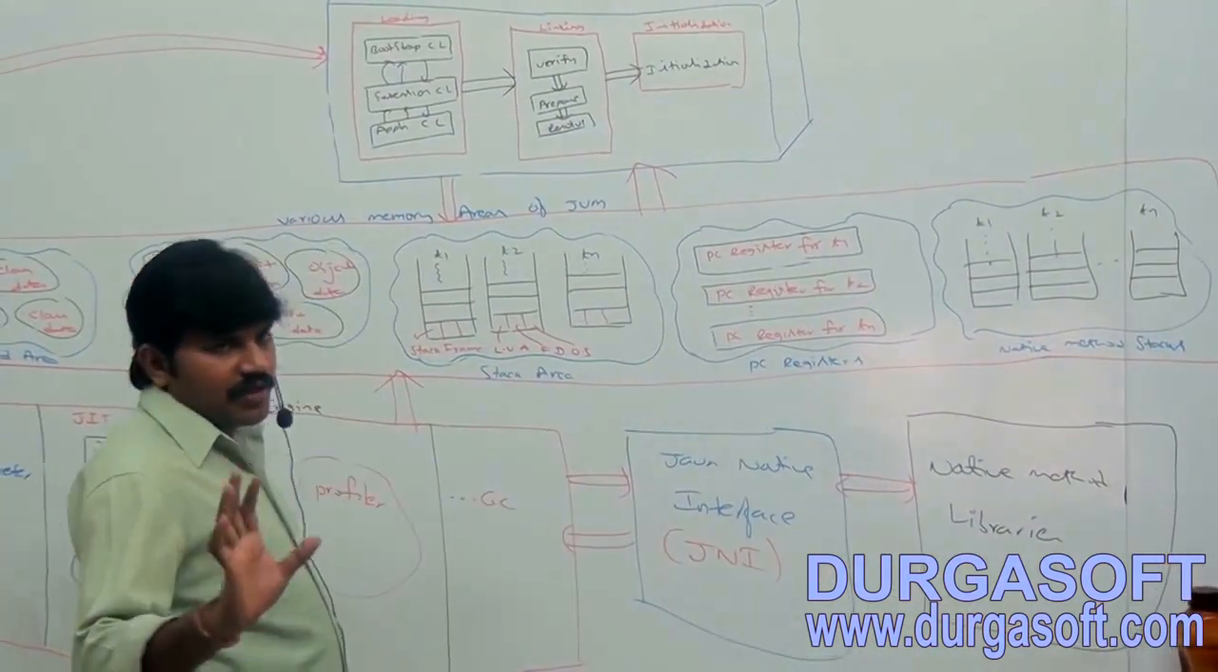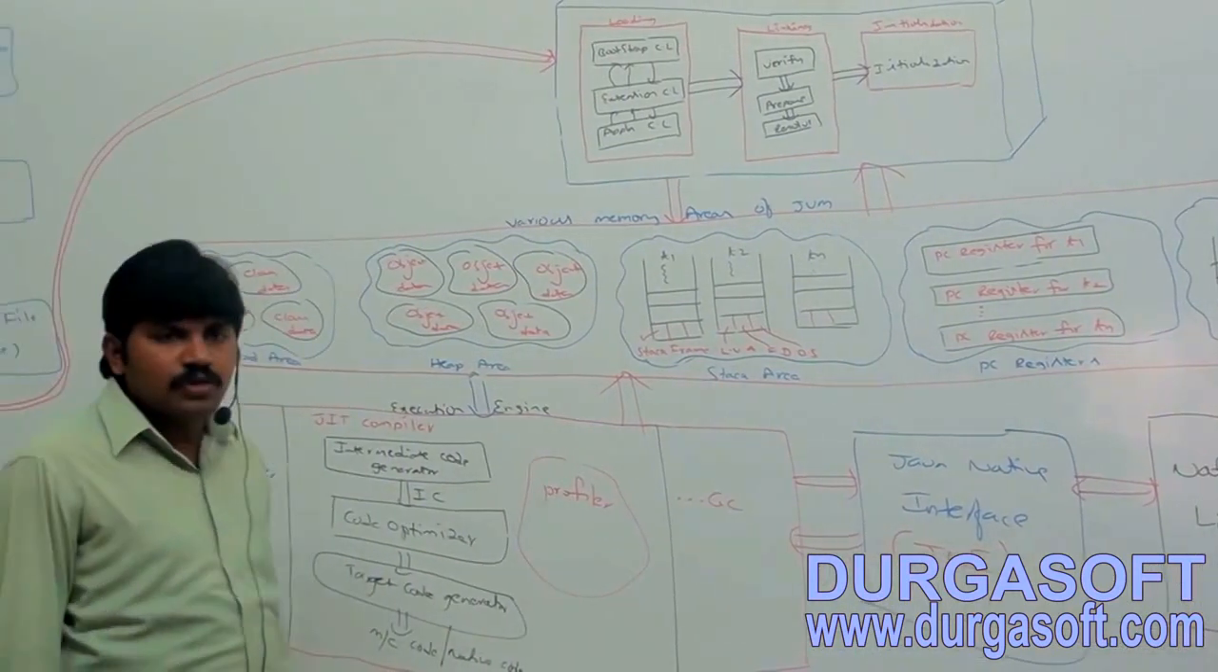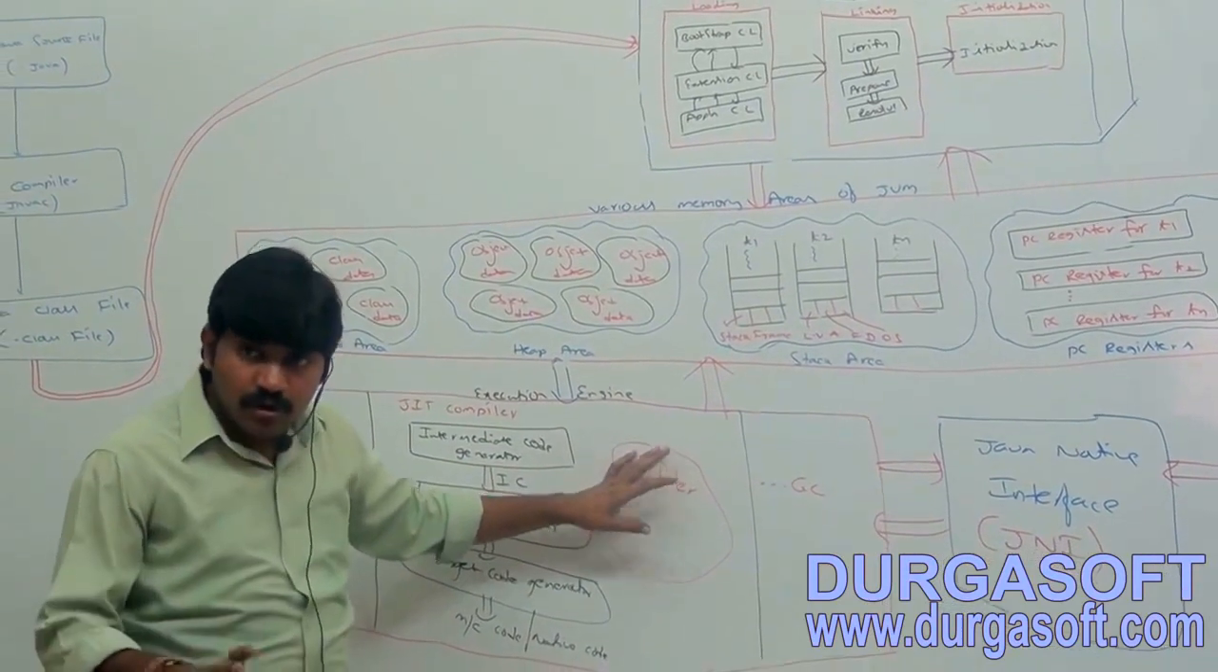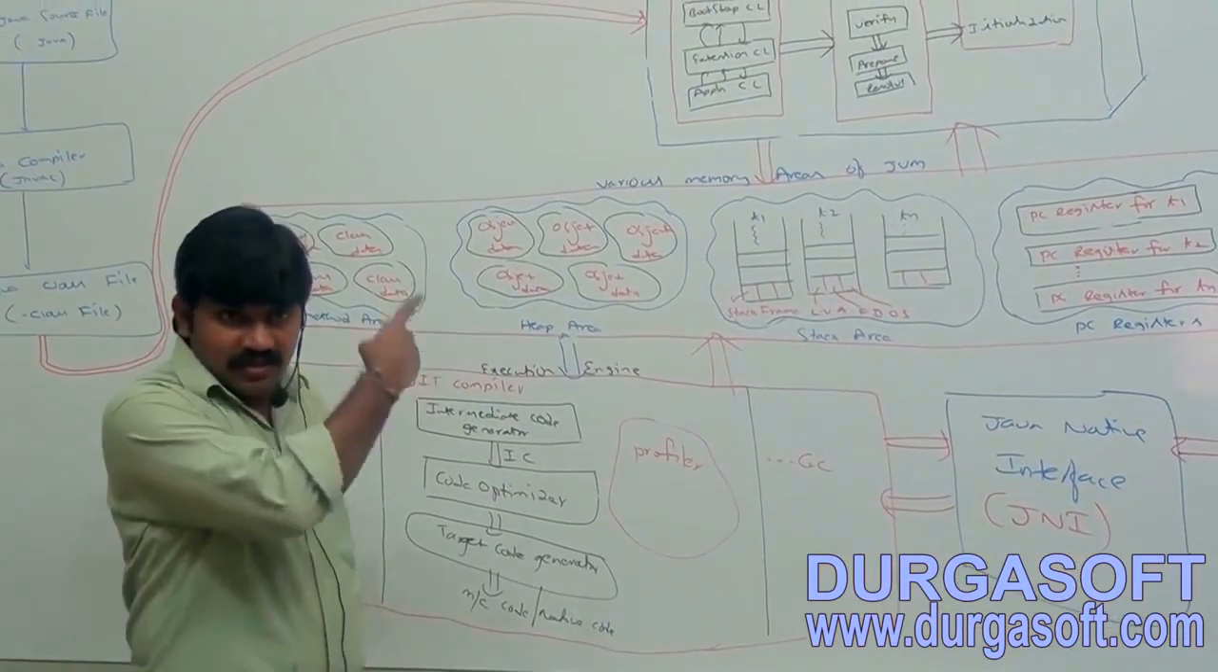In the interview room, if any person asks, can you please explain about JVM architecture, then automatically you can draw this diagram. It's very easy. I'm sure he won't ask any other question after seeing this diagram.